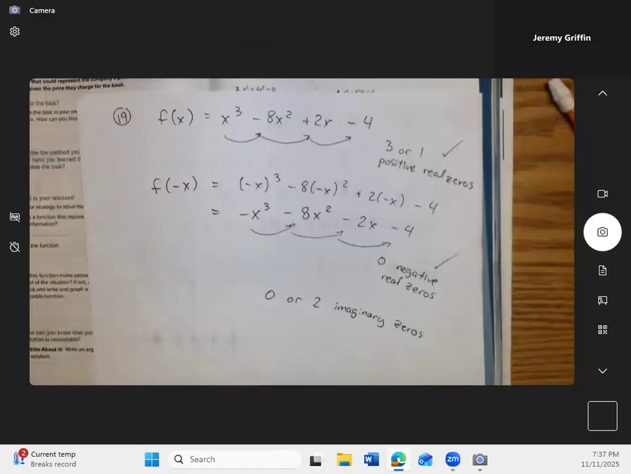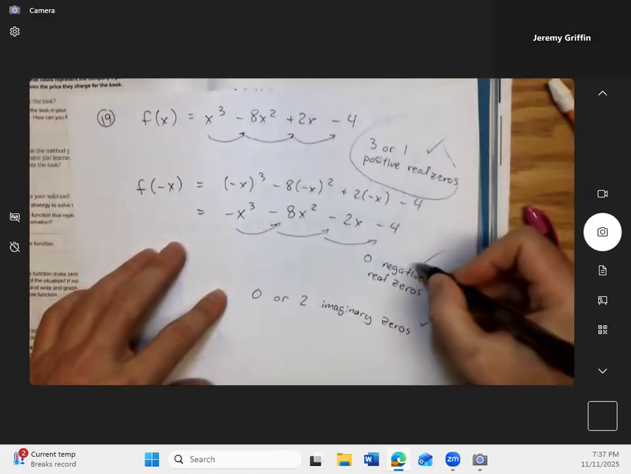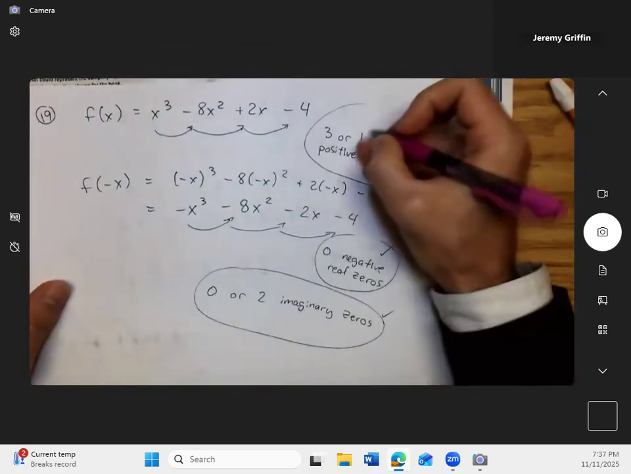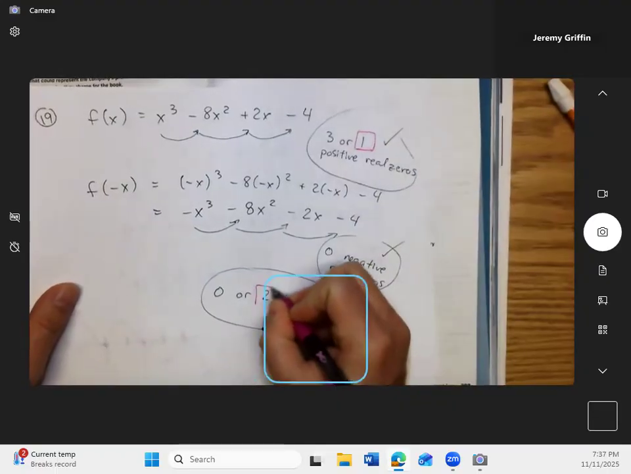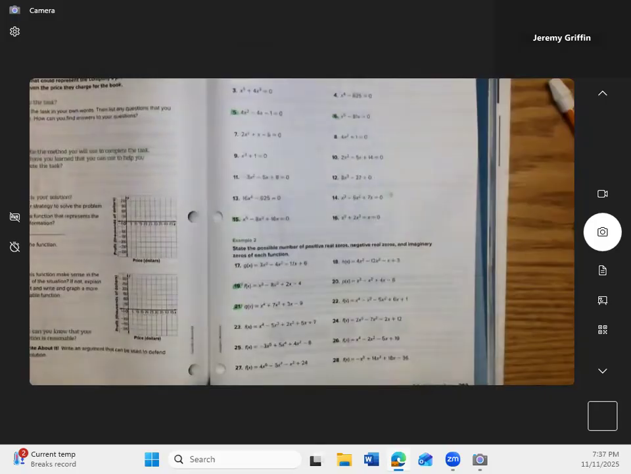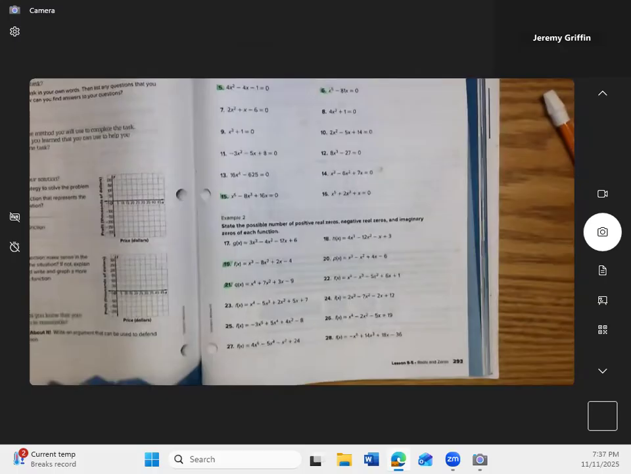So according to the rules we followed, we're looking for three or one of those, none of those, and zero or two of those. And then we saw on Desmos the actual answer, which is that there's only one of those, and the other two have to be imaginary. So like that. All right, so we are looking at number 21.